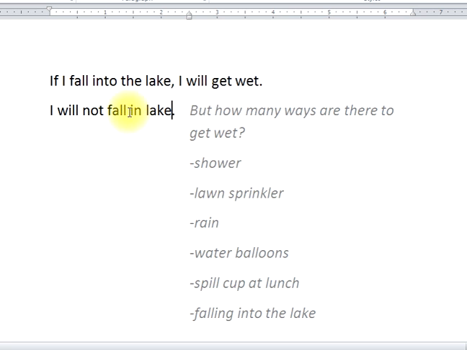But what if I denied the consequent? What if I said I will not get wet? Then can I not also say I won't fall into the lake? Now I can say a lot of other things too, like I won't take a shower, I won't get a lawn sprinkler on me, I won't be rained upon, because if I get rained upon I will get wet and I won't get wet. So this bit of information means none of this is going to happen. And if none of these things is going to happen, then this isn't going to happen. So if I will not get wet, then I will not fall into the lake. I can draw a conclusion from that because I'm denying the consequent. So the conclusion would be the denial of the antecedent.